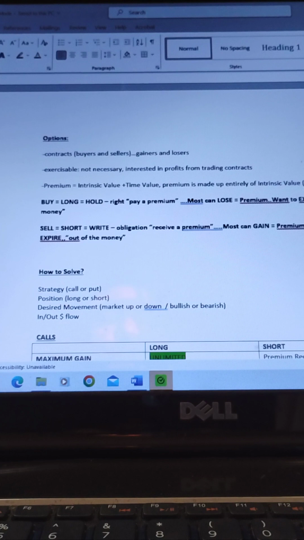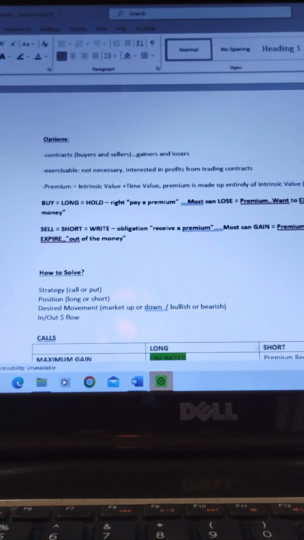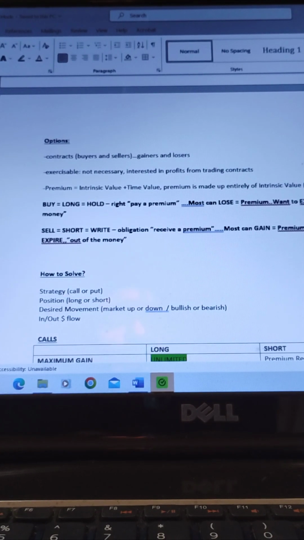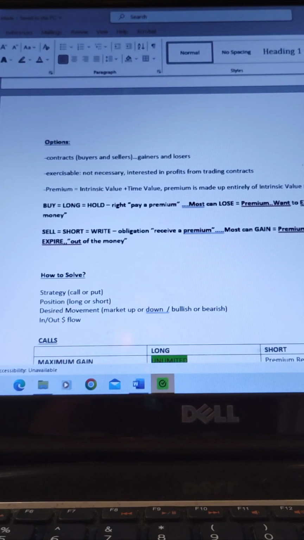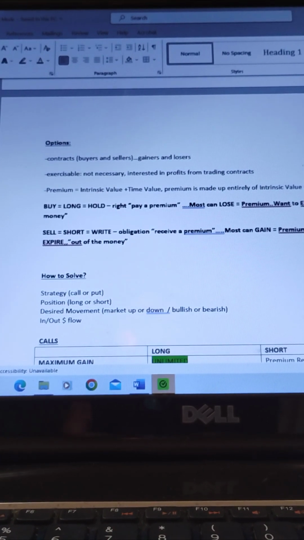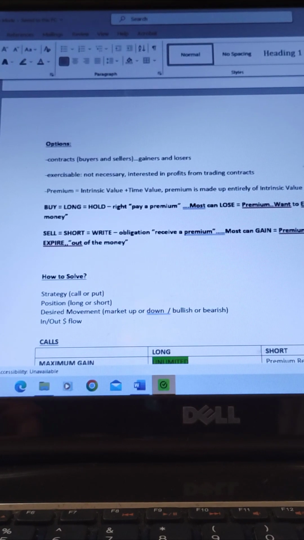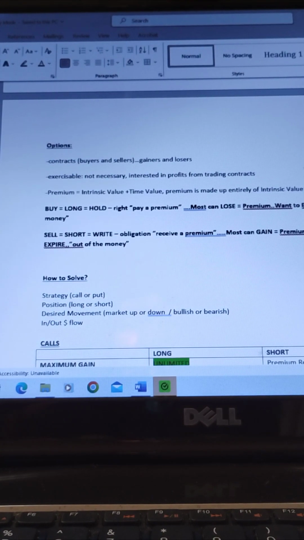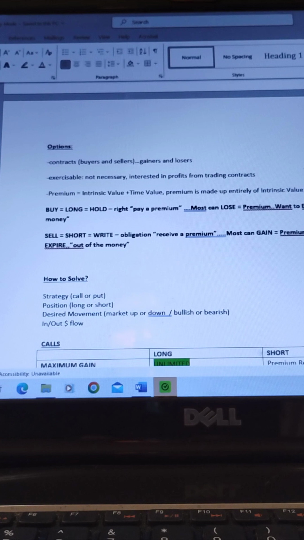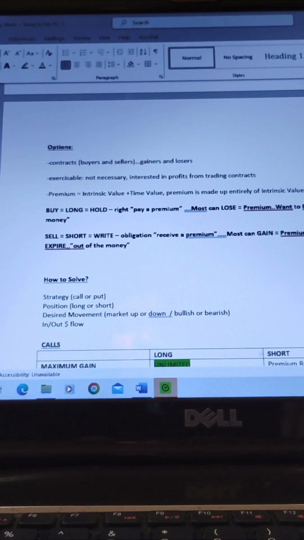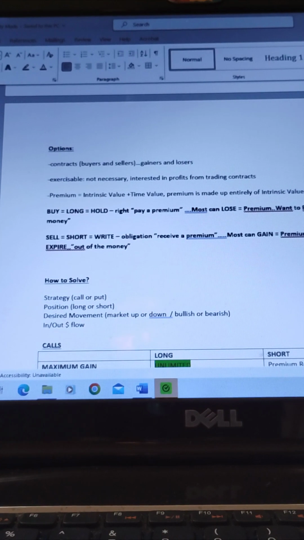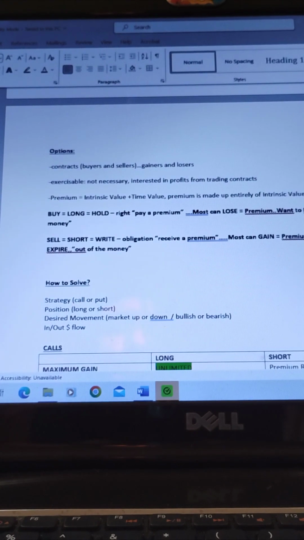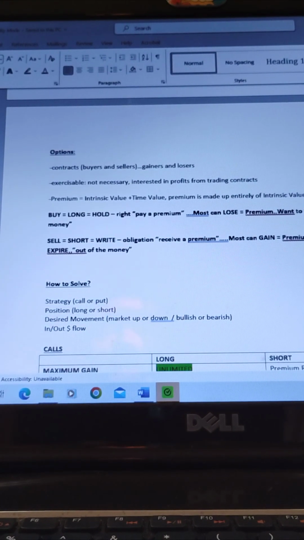When we talk about options, remember that options are contracts. Whenever we have a contract, we have a buyer and a seller. Think about any business transaction you do. We have someone who's willing to buy and someone who's willing to sell something, and both parties come together and have a contract between them. This is exactly what options do. But whenever we have a business transaction, we have gainers and losers at the same time.